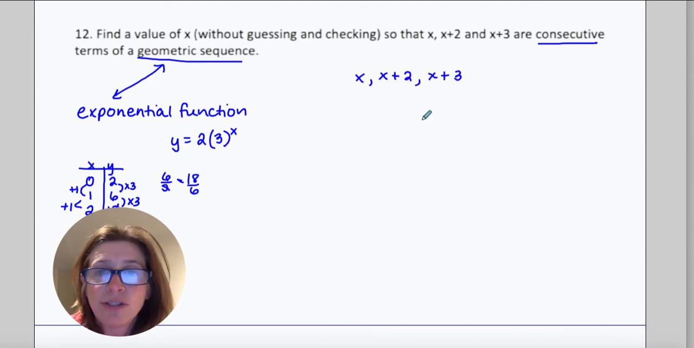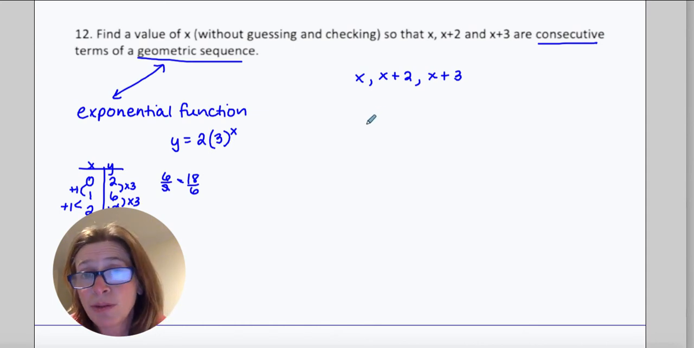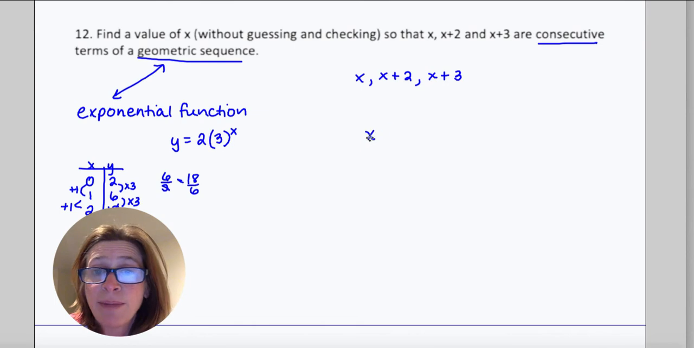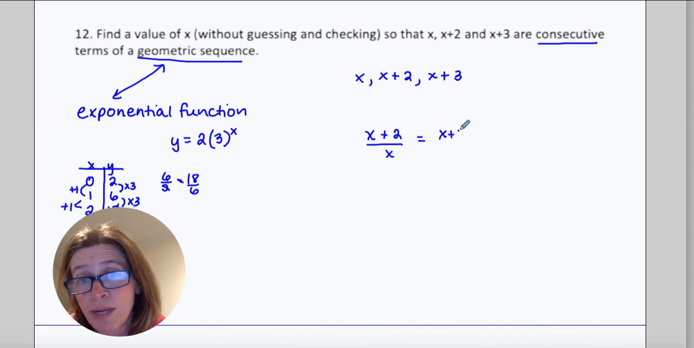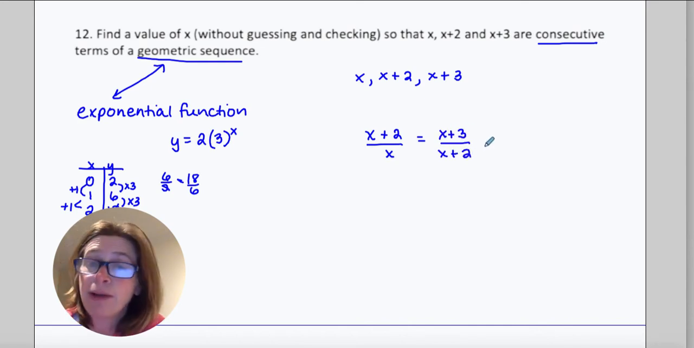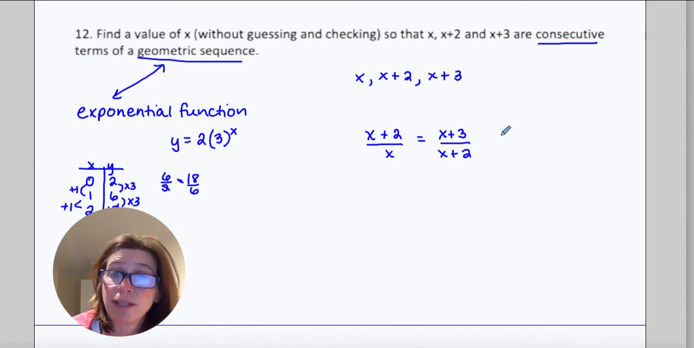All right, so let's think about that. That means that the ratio between the terms has to be equal. So x plus 2 over x has to be equal to x plus 3 over x plus 2. All right, well, now we have a proportion.